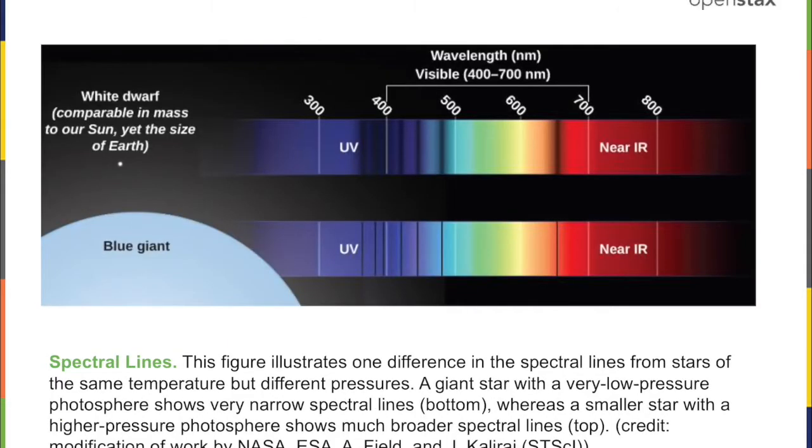Okay, so looking more into spectral lines, we can see differences in the spectral lines from stars of the same temperature but different pressures. So we have a white dwarf that has a particular temperature, but is a very, very different type of object. A white dwarf, totally different from a brown dwarf, much smaller, by the way, is a dead star. It's the leftover core of a dead star. It will be the fate of our own sun in a few billion years, okay?